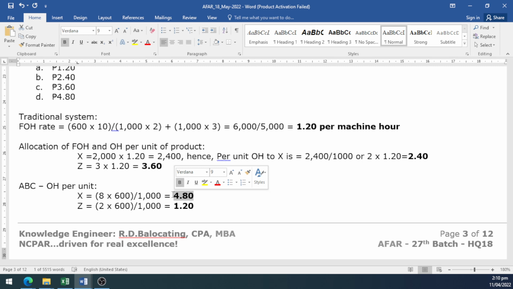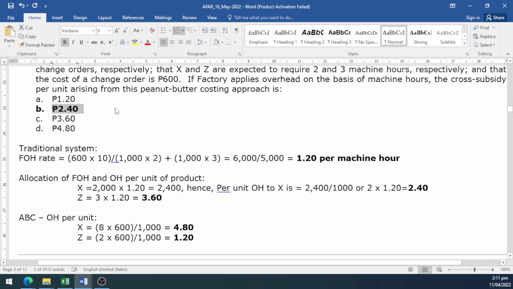You see that the undercosting in X resulted to overcosting of Z. Lumipat yung cost from X to Z. So the cost subsidy per unit is 2.4. Compare this, 4.8 and 2.4. Yan yung undercosting ng X. Compare this, 3.6 and 1.2. Yan yung overcosting ng Z. 2.4. Cross-subsidy per unit. Yan ang tinatawag na cross-subsidy per unit.